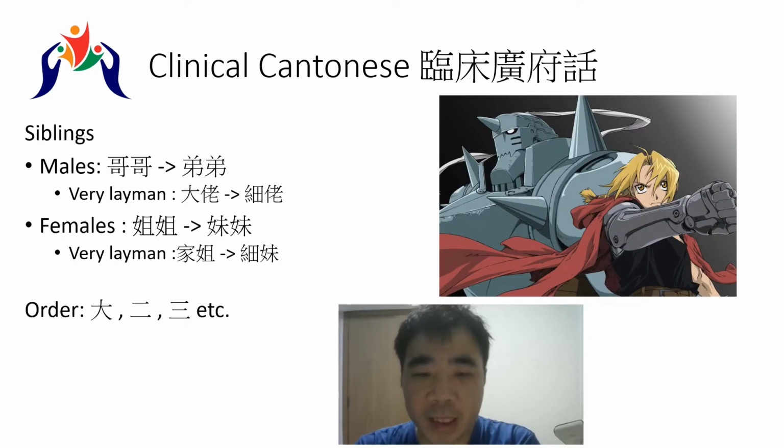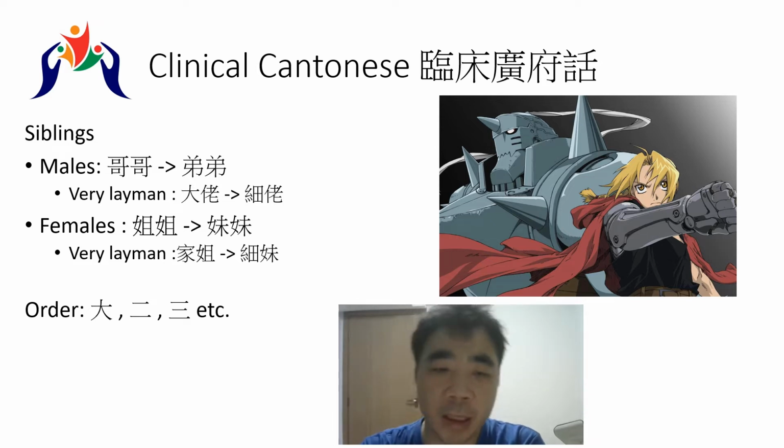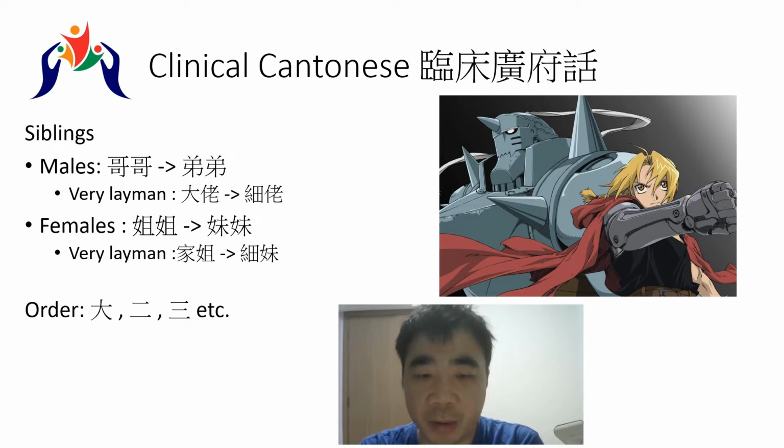For the sibling, males, we call it brothers, right? Brothers is 哥哥, 哥哥 is for the senior. Then the younger one, we call it 弟弟. Those are written Cantonese. In oral Cantonese, we say very layman term. For example, we say elder brother, say 大佬. Yeah, and then for the younger brothers, we say 細佬.